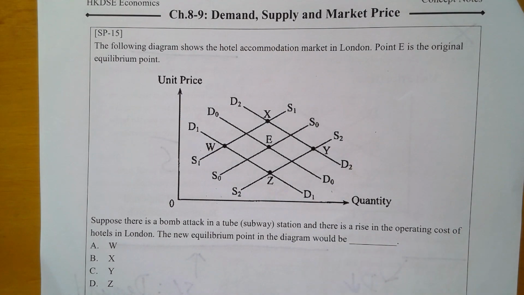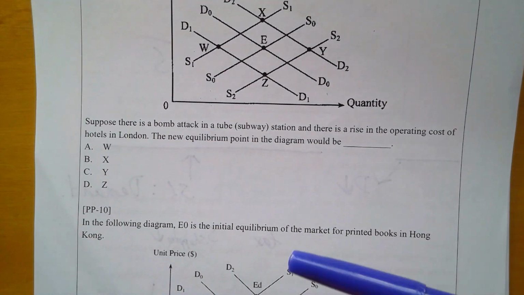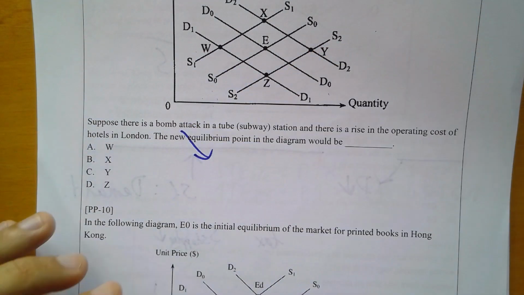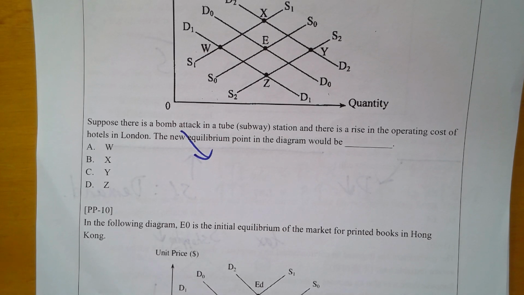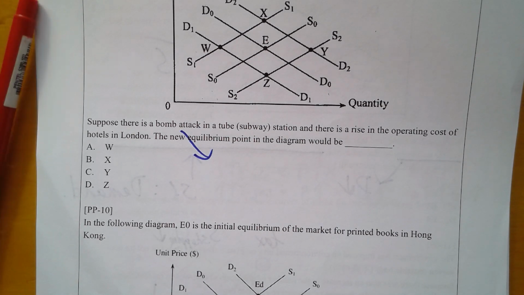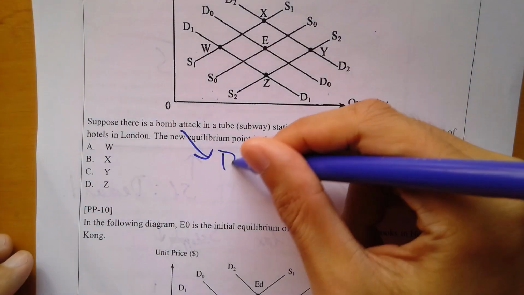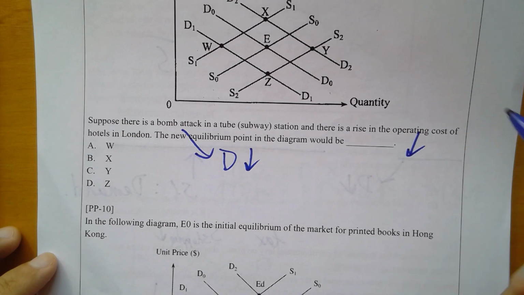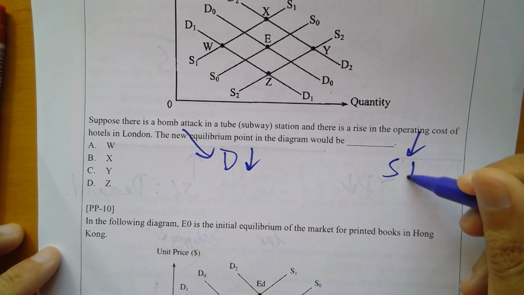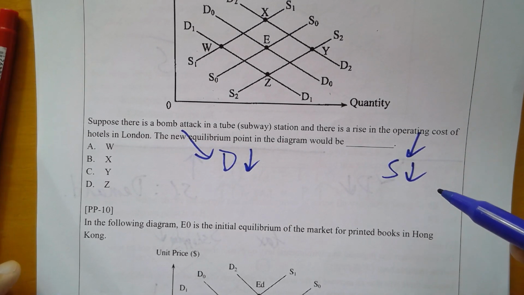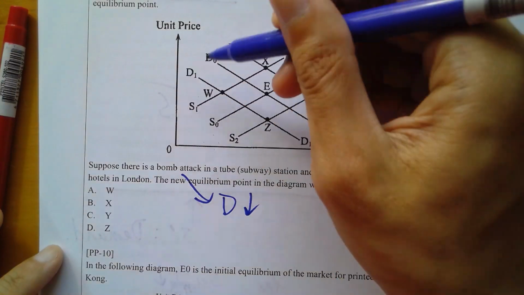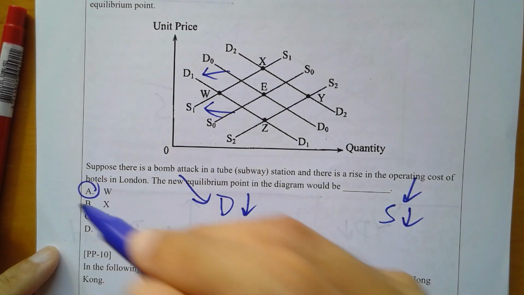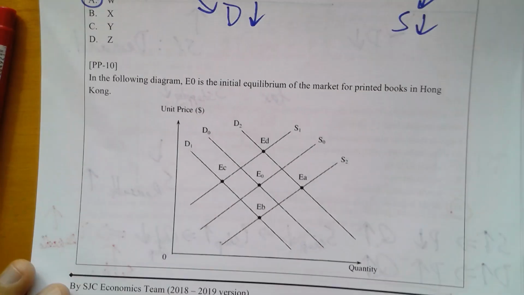Hotel accommodation. Alright? Suppose there is a bomb attack in a subway station. So, would you want to go to London? I would not. At least for me, I love my life. I won't go. So, demand would decrease. Rise in operating costs. What does operating cost mean? Meaning supply would decrease. Cost increase, supply would decrease. So, we need both go down. The only answer, W. I won't waste time. Now, next one.